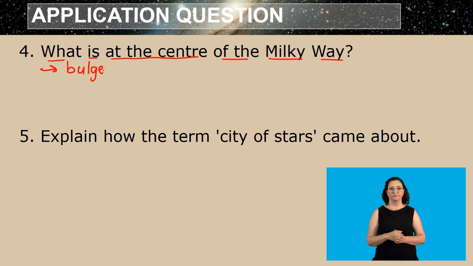So the bulge, which are tiny packed groups of stars, those are the stars that are found at the center of our Milky Way galaxy. All right? Now, let's move on to question 5.